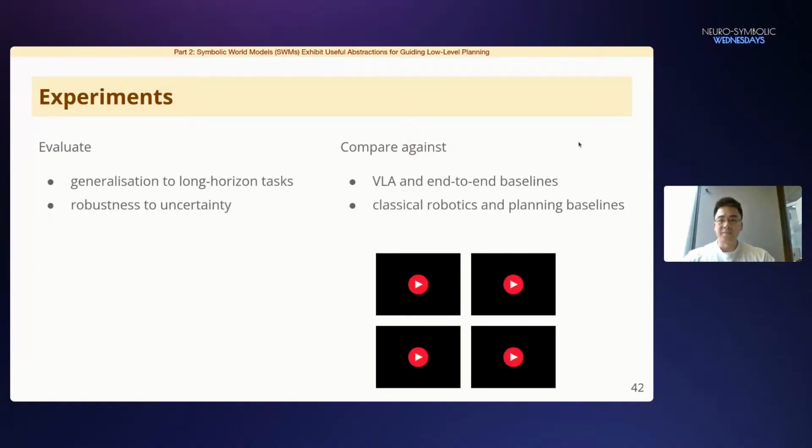So now we'll move on to some experiments. The goal of our experiments is to evaluate how well our robot policies generalize to long horizon tasks, and also how robust they are to uncertainty. Recalling the two paradigms in embodied AI, VLA and neural approaches still struggle to solve longer horizon tasks, whereas more classical robotics approaches struggle with uncertainty and open world environments.